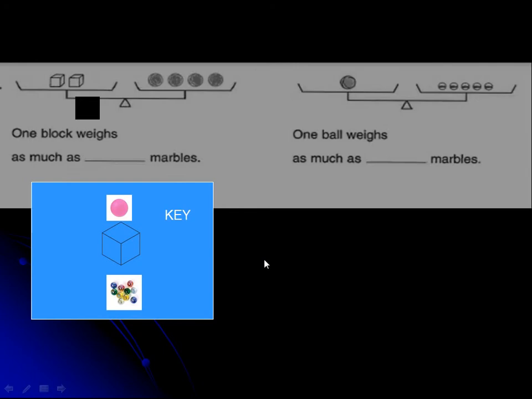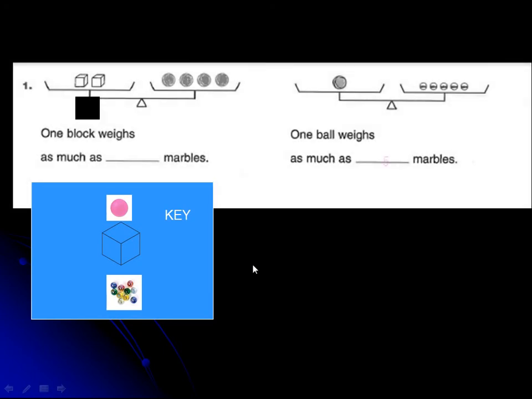Okay. What happens on this one? Okay. This is just the key. Did you fix this one? Yeah, I fixed it.